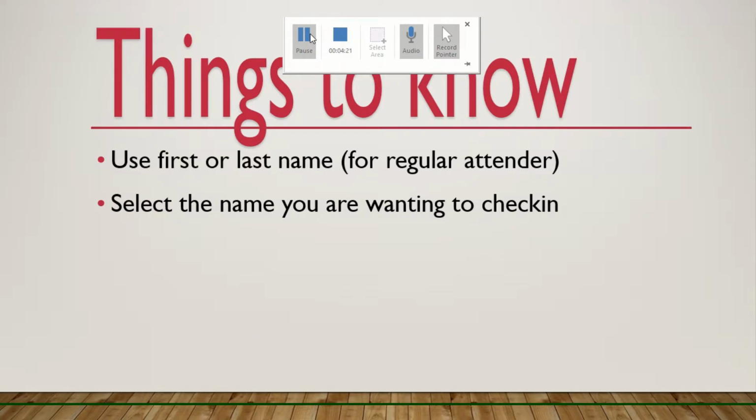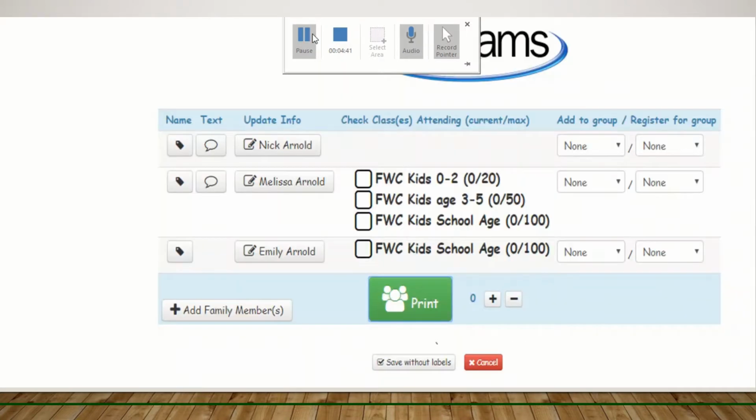Once you've selected the name, for example, if I type in the name Arnold, which you'll see in just a moment, Nick Arnold, Melissa Arnold, and Emily Arnold will all pop up. It really doesn't matter who you pick because you're going to select the Arnold family. And then from there, you'll be given the option to check in the appropriate people.